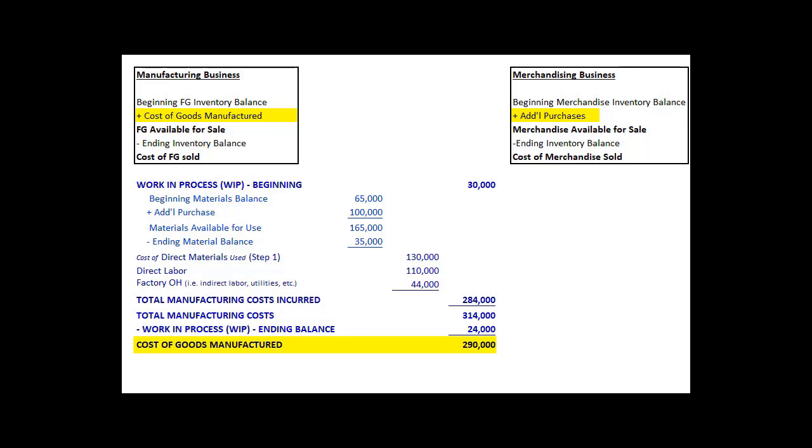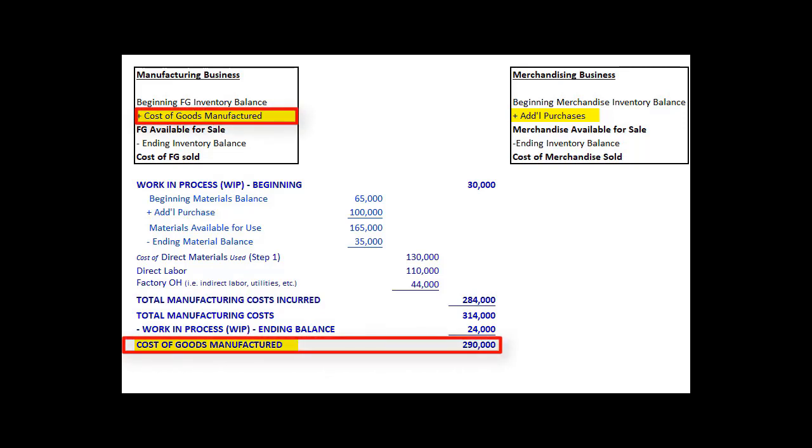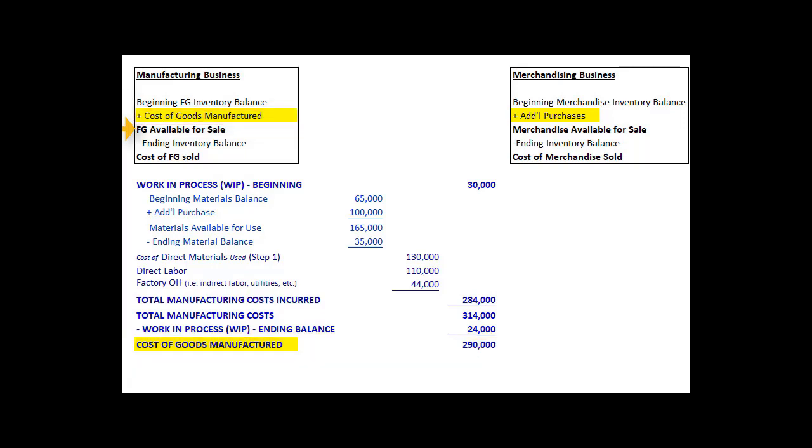Let's do a review. In the manufacturing business, we have the cost of goods manufactured. We need to know this cost. We add to it the beginning finished goods inventory balance. We have finished goods available for sale, and when we sell it, it's the cost of the finished goods sold, then we arrive at the ending inventory balance.